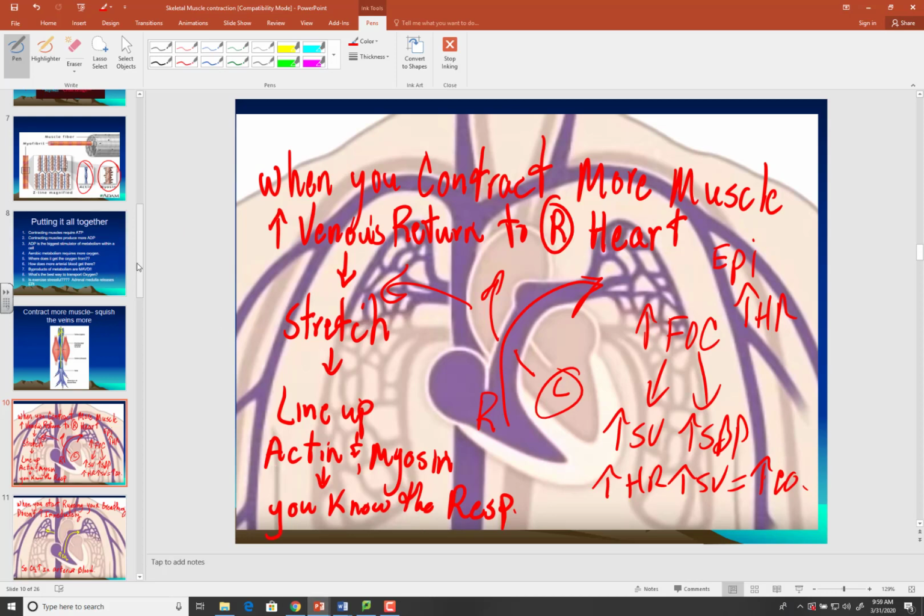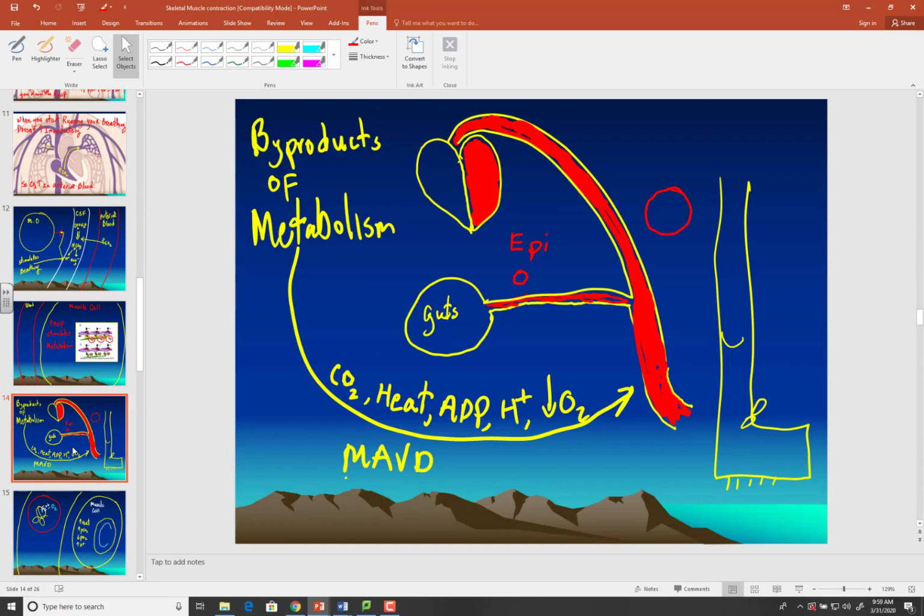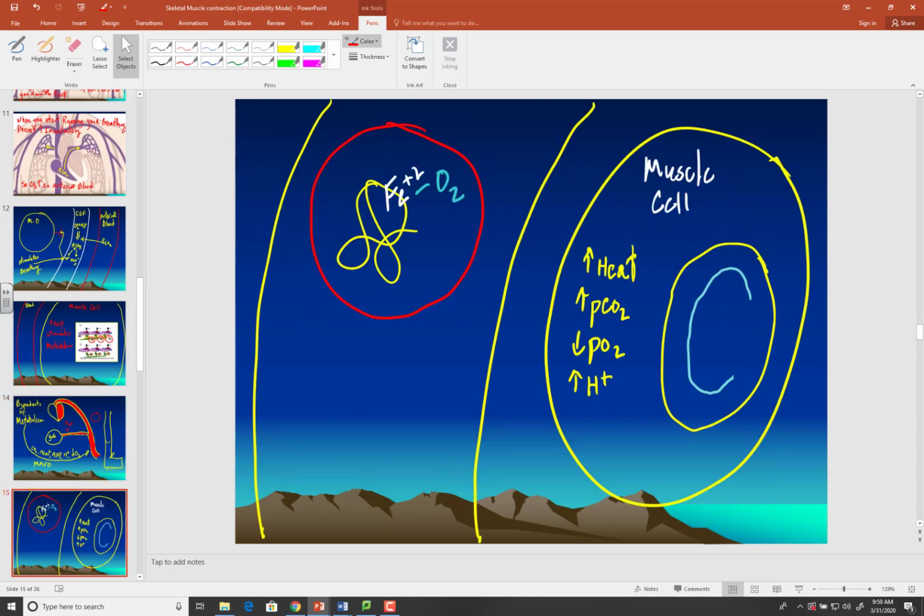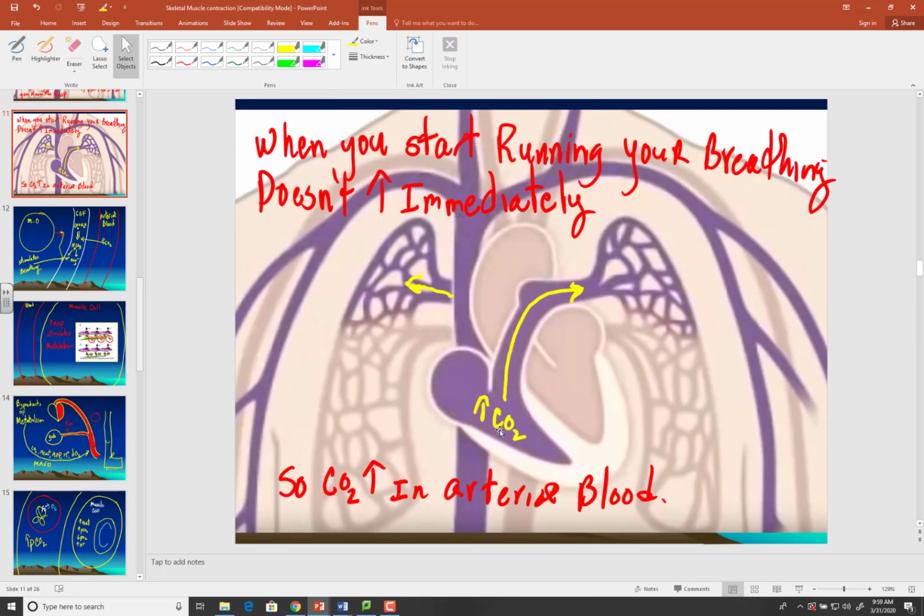Yep, it does. Now you're going to send all that oxygenated blood to the muscles where you need it. What are you going to start building up in the blood at the level of your muscle cells? Well, you got it. You're going to start building up the byproducts, but more importantly, you're going to be increasing the PCO2. Does breathing increase immediately upon the start of exercise? The answer is no.